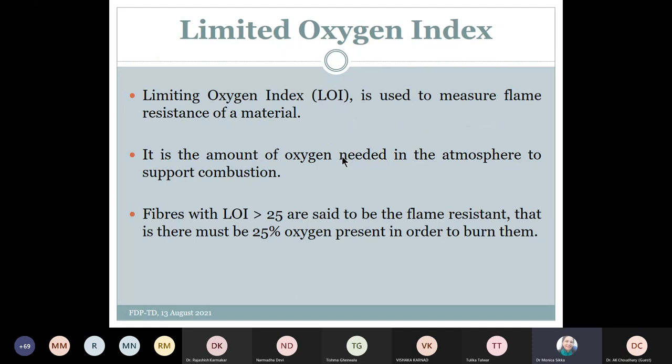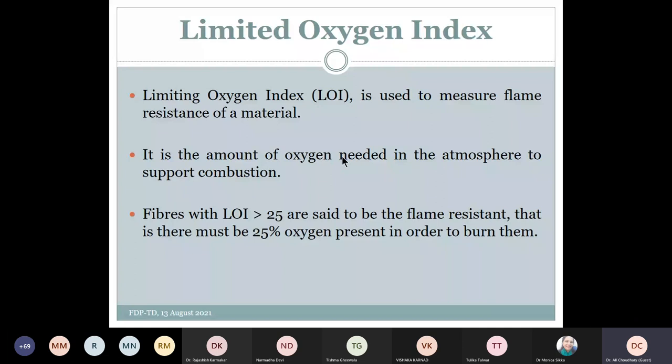Yes. So this is the LOI value. LOI value is just to measure the flame resistance of fabrics, and through the instrument we can assess the LOI value of the fibers. LOI means limiting oxygen index. So whether it is higher or lower will tell about the flame resistance characteristic of the fiber material. In our lab at NIT Jalandhar, we also have the LOI tester, the limiting oxygen index tester.